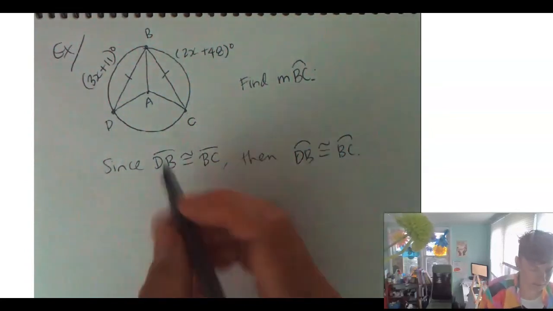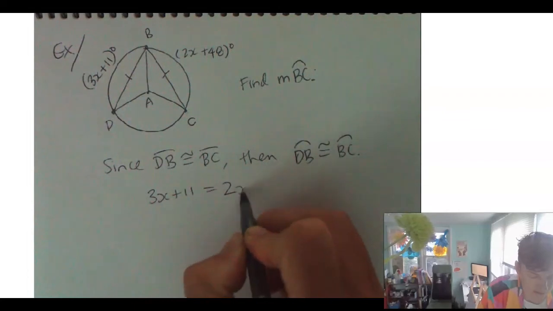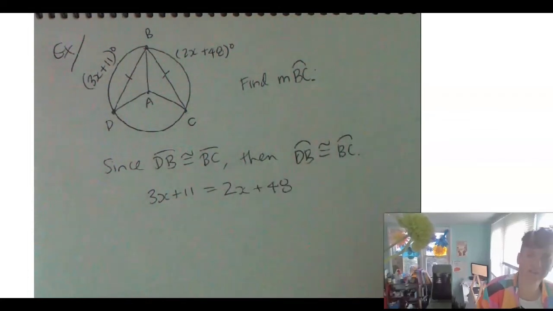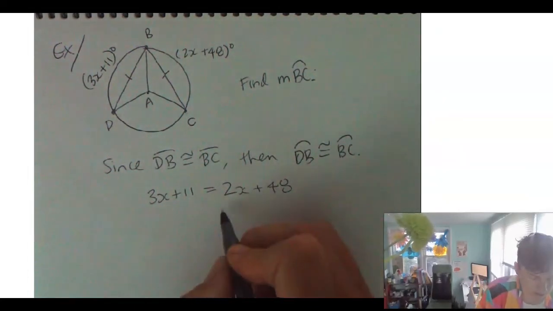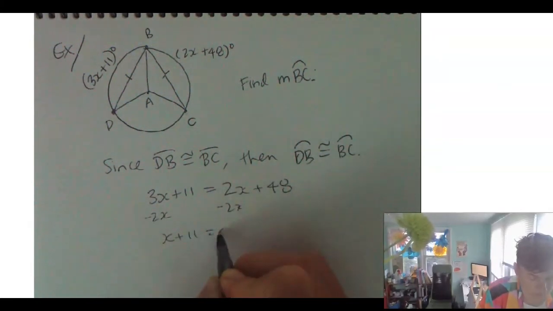So we can set those equal to each other. That 3x plus 11 is going to equal 2x plus 48. Little solvey, mathy. Minus 2x on both sides. x plus 11 equals 48, minus 11, minus 11. x equals 37.